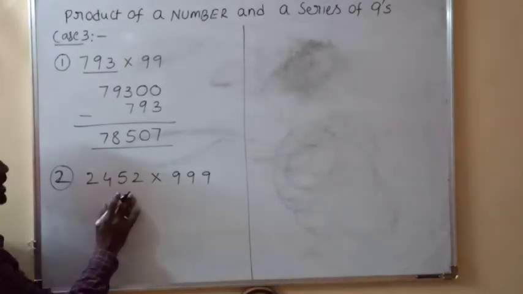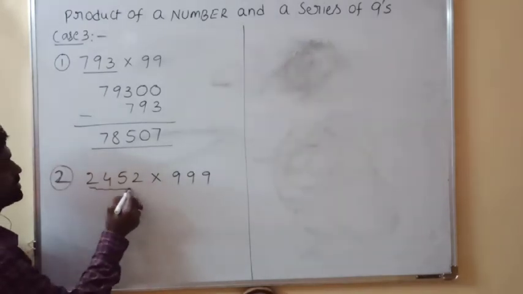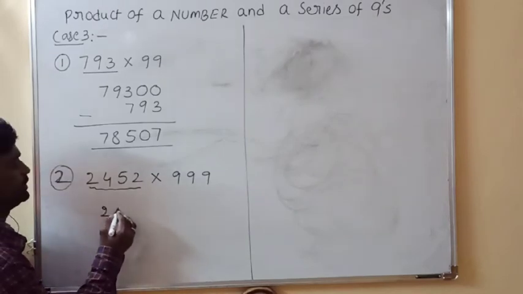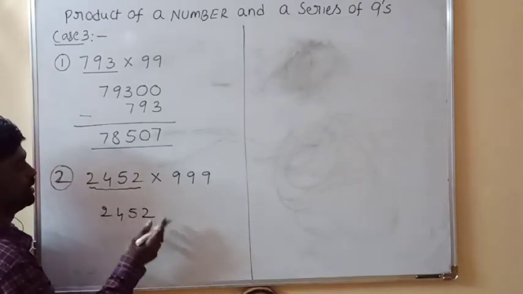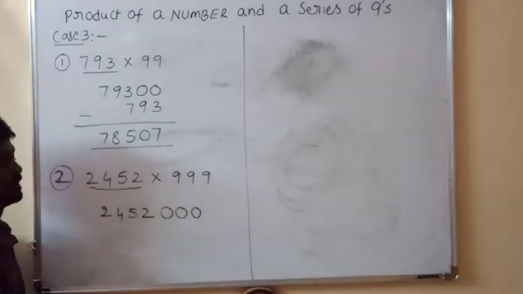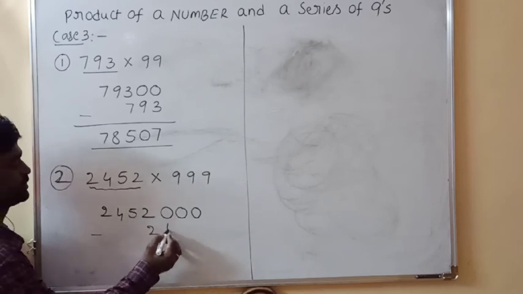Next, 2452 into 999. So here number of digits in the given number is more than number of nines. So write the given number 2452. So how many nines are there? 3 nines. Write 3 zeros. Then subtract given number. What is the given number? 2452.